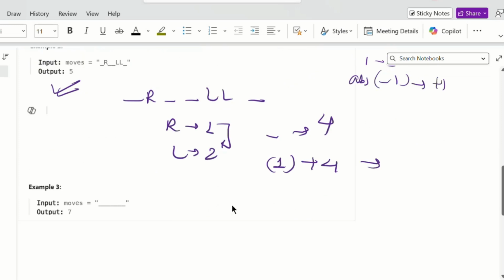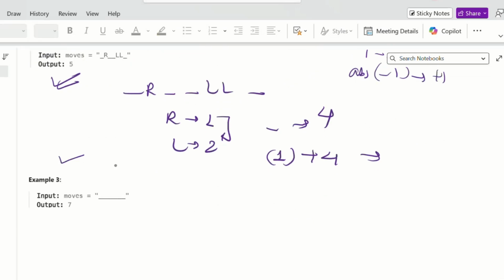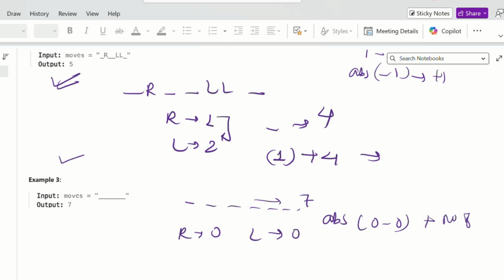We will check one more example for better clarity. We have moves dash dash dash dash. There are 7 dashes, and there is no L and R, so we assume R equals 0 and L equals 0. So 0 minus 0, absolute difference, plus the number of dashes. This will be 0, and the number of dashes is 7. So we can return 7.